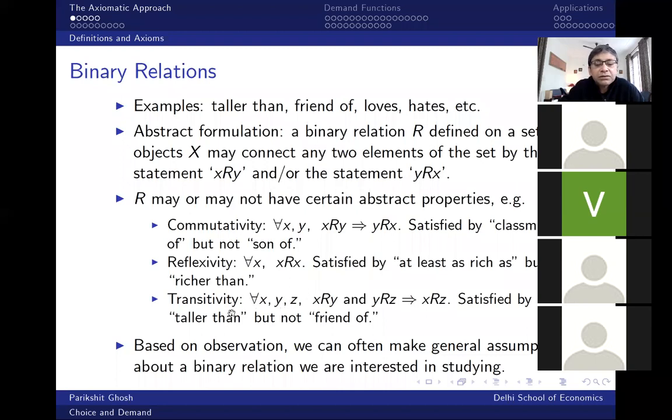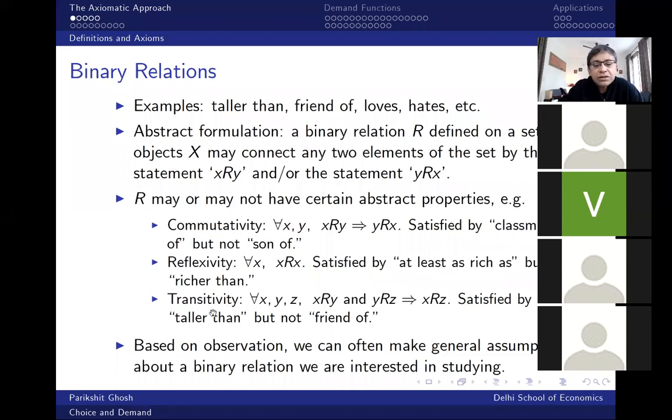The last example of a property is transitivity. Transitivity basically says there are no loops or cycles. More concretely, for any three elements X, Y, Z, suppose the following is true: X R Y and Y R Z implies X R Z. If this property holds for a certain binary relation, then we'll say that it's a transitive binary relation.